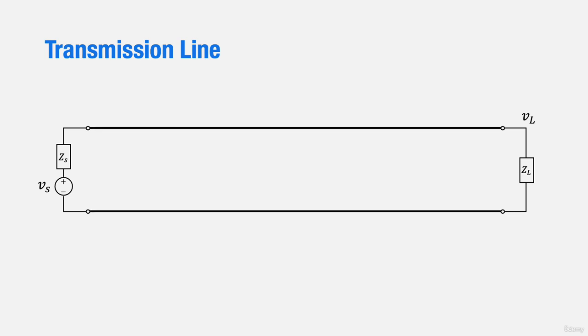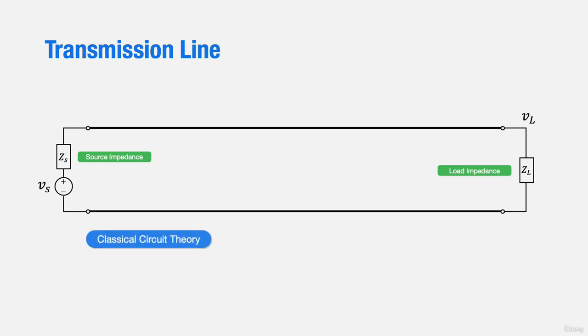In the following videos, we are going to discuss transmission line theory. Typically, when working with a circuit, we aim to connect the signal source to the load to allow the load to receive the signal. This connection involves using a wire to transport the signal. Using classical circuit theory, we can determine the voltage on the load ZL by applying the voltage divider rule when connecting a signal source with a source impedance ZS to ZL.